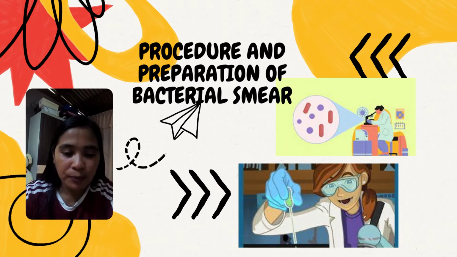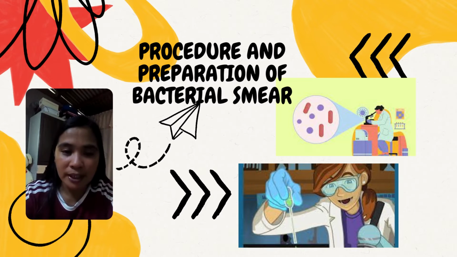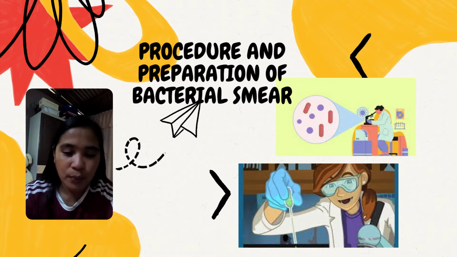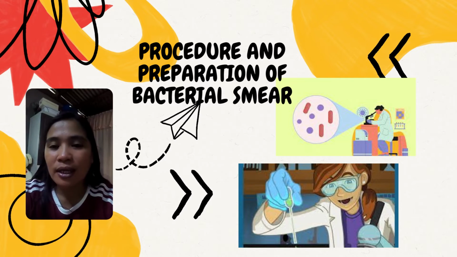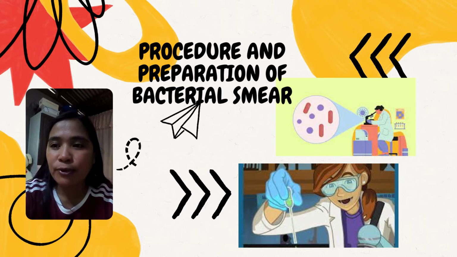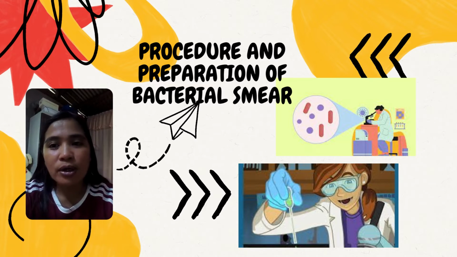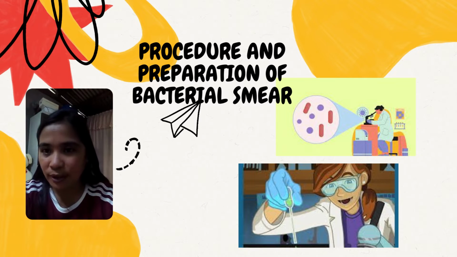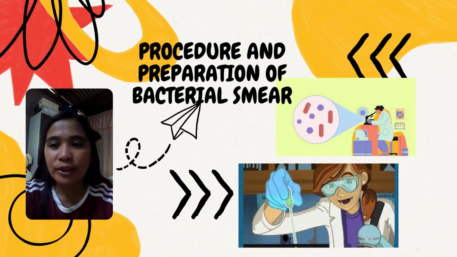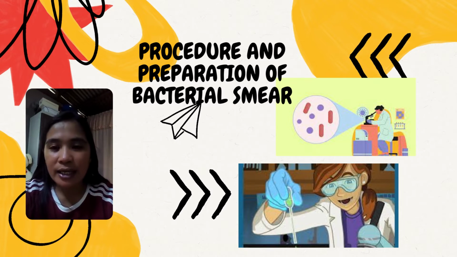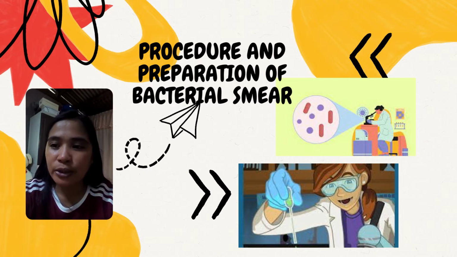Put a few drops of gram's iodine over the smear and let it stand for 1 minute. Wash off the iodine with water. Flood the smear with 95% alcohol and let it stand for 15 to 30 seconds. Repeat this step until no more color comes off with the alcohol. Wash with water, counterstain with safranin for 30 seconds. Air dry and examine under the microscope using the oil immersion objective.